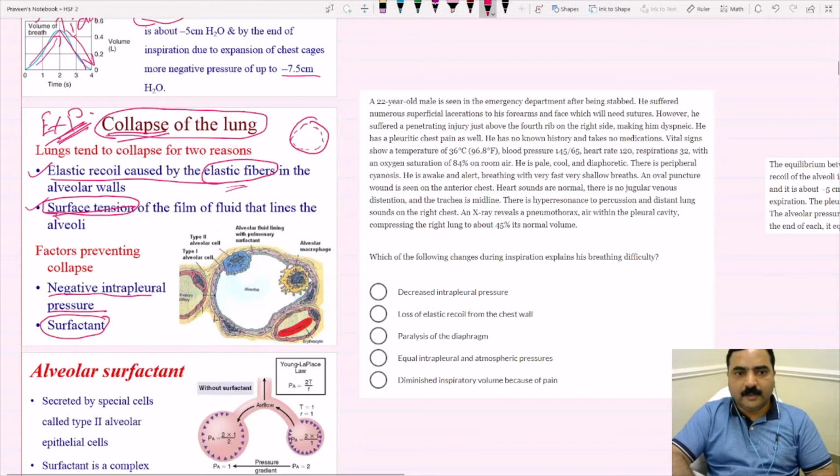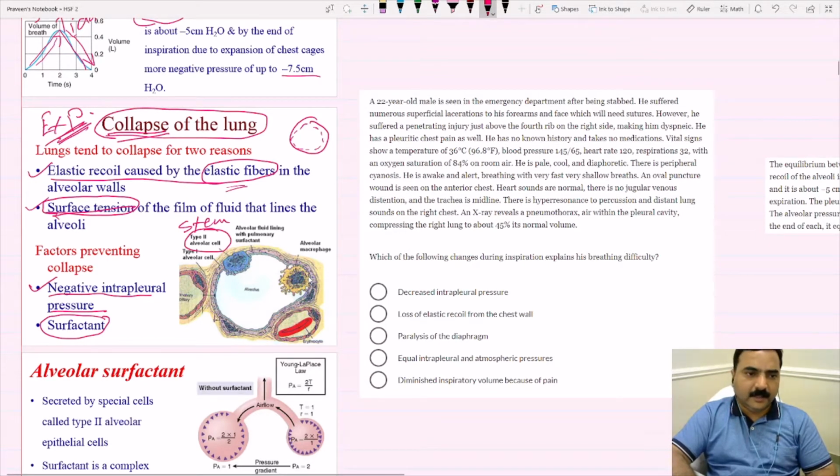Surfactant is produced by the type 2 alveolar cells. These are the stem cells that we have. The stem cells present in the alveoli, the type 2 alveolar cells, produce surfactant. We'll study about the surfactant slightly later. So first let us discuss the negative intrapleural pressure.